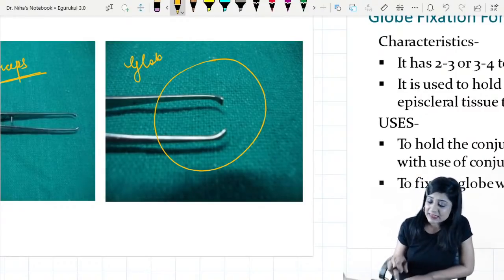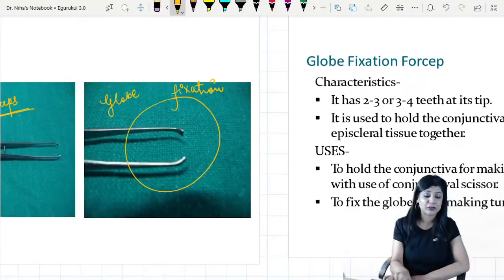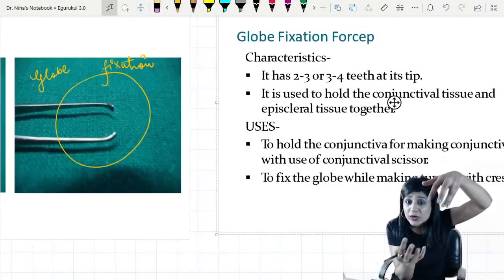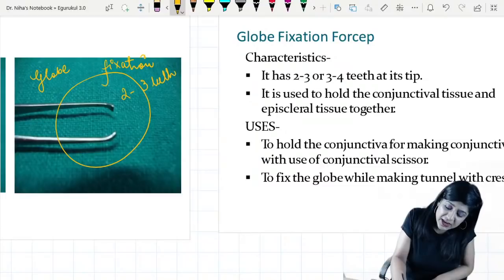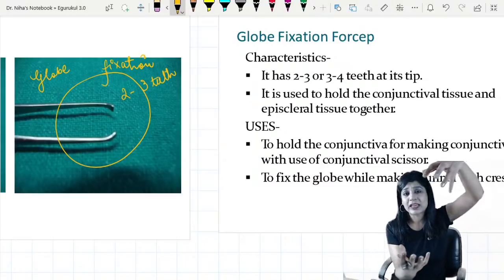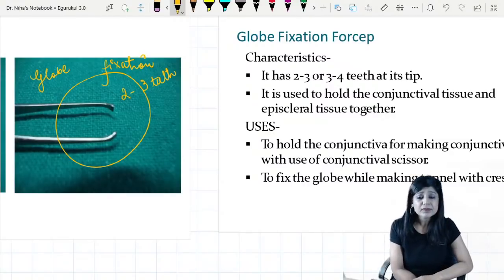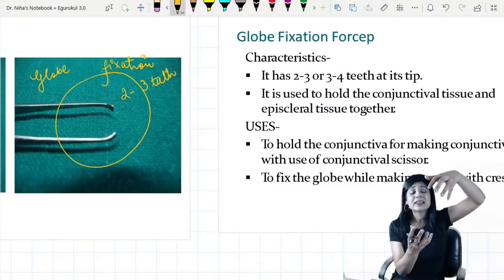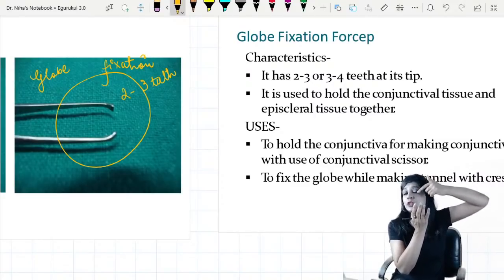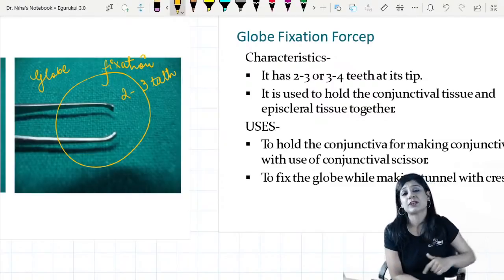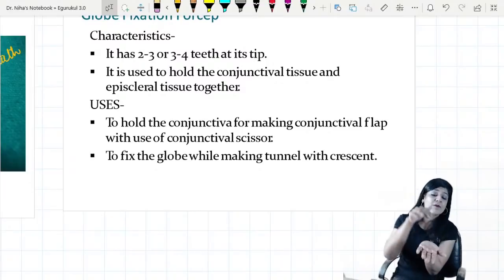Okay. So this is actually your globe holding or globe fixation forceps. Which globe? That means I am talking about the eyeball. Because it has to hold the eyeball, and it will slip over. So this actually has 2 to 3 teeth, we can say 2 or 3 or maybe 4 also. We have a lot of teeth which are required for holding the globe, for stabilization of the globe. Plus whenever we are holding this, it is required for holding the conjunctiva and the cornea, because if this is the globe, we are coming at it, so it will be holding the conjunctiva as well as the corneal tissue together.